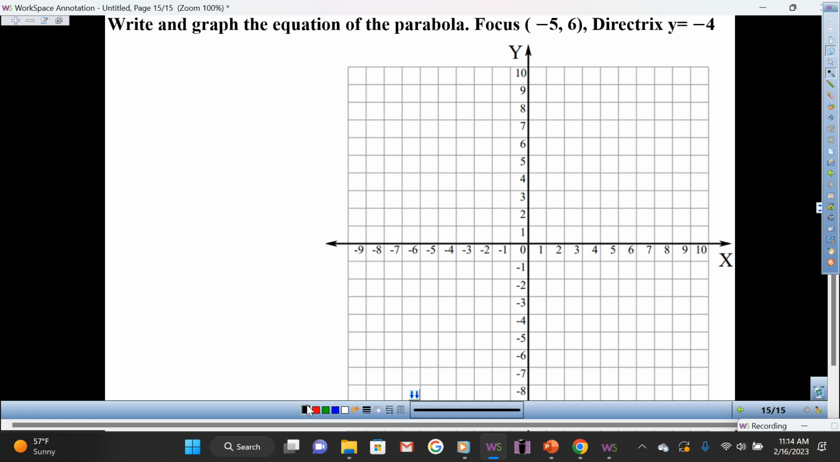All right, here we go. So they want us to write an equation. So where's the first place we look? The directrix. Okay, not bad. Hold on.